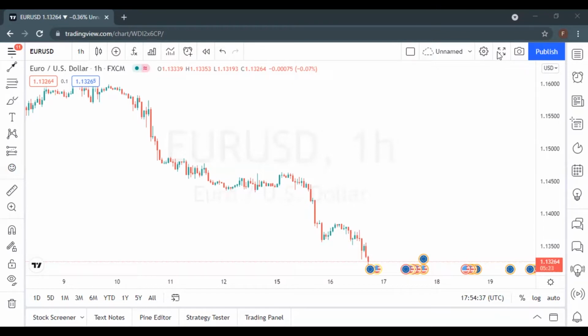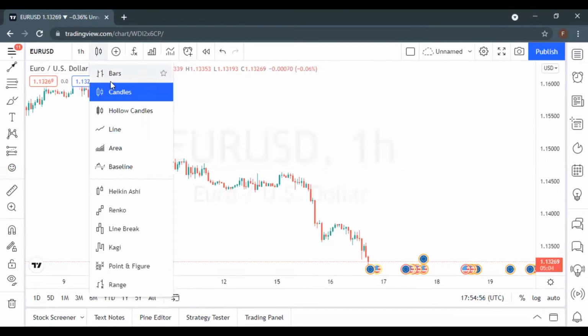So what you can see on my screen right now is called a market chart. There are different types of charts. We have the bar chart, the line chart, the candlestick chart, and many other charts. You can see here the hollow candles and the area baseline. I don't know most of these, and I don't even use them. Even the line and the bar, I know, but I don't use them. I only use the candles.